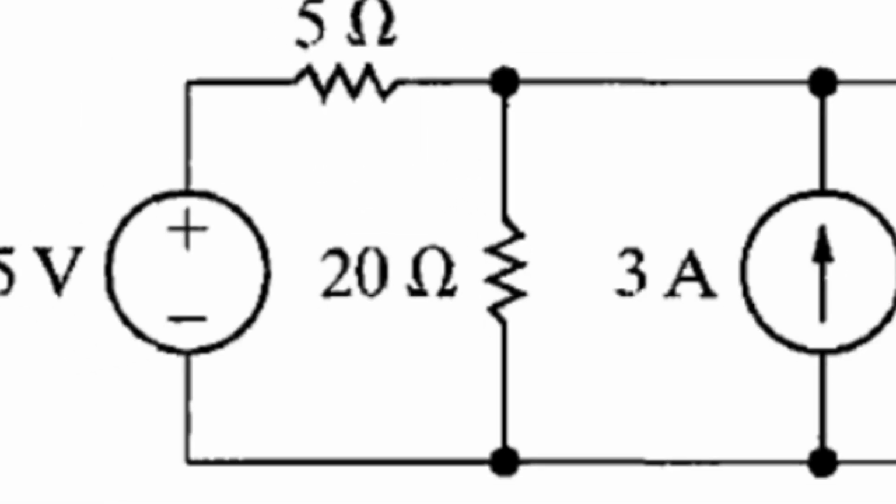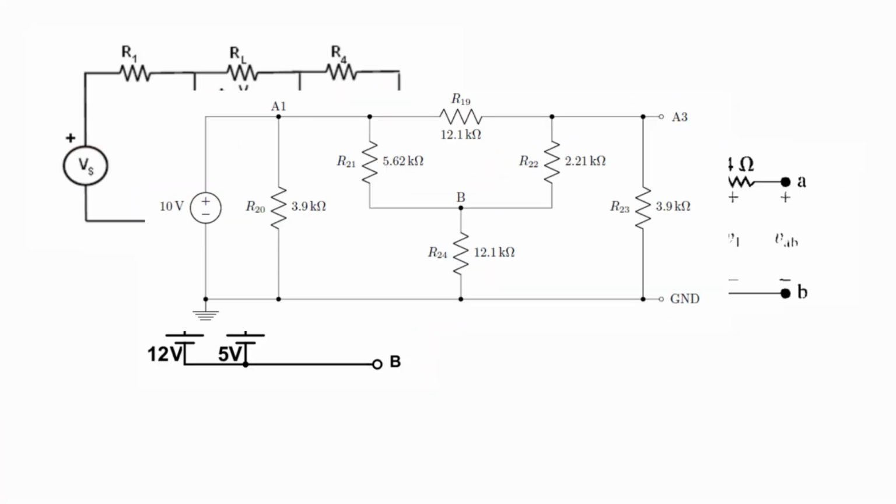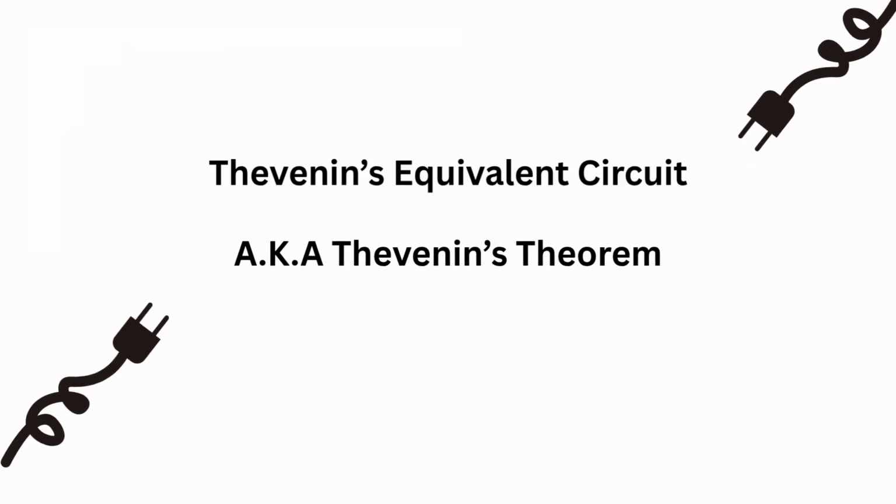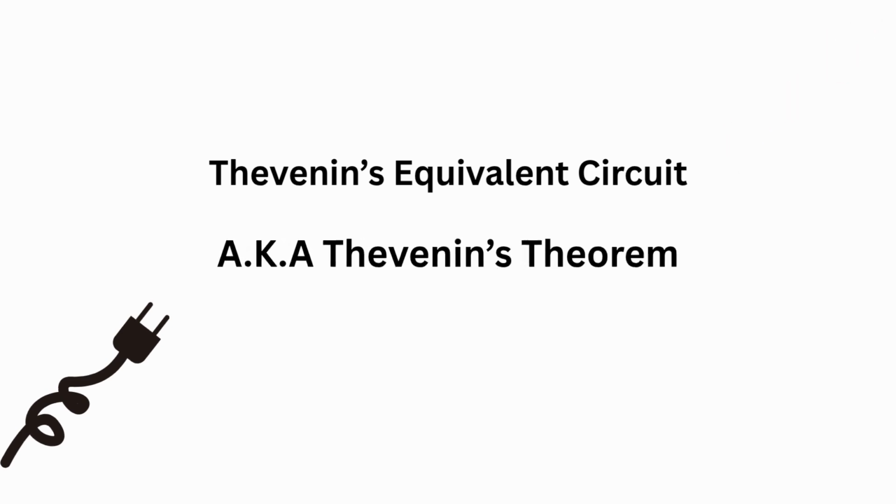Circuits can be very, very, very complicated. Thankfully, there's a way around that called Thevenin's equivalent circuit, which is also known as Thevenin's theorem. Let's move on to an analogy to get our understanding.